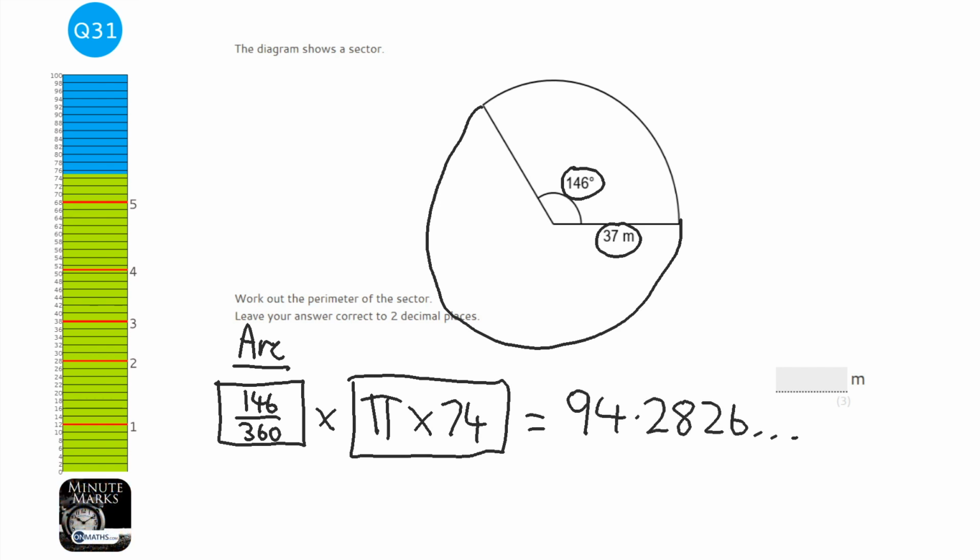94.2826 and so on. Now that's for the arc length, but we also want to know what this distance here is. Well, we've already got that one. And what this distance here is. Well, they are both radiuses, or radii we call it. So that's also going to be 37 meters.